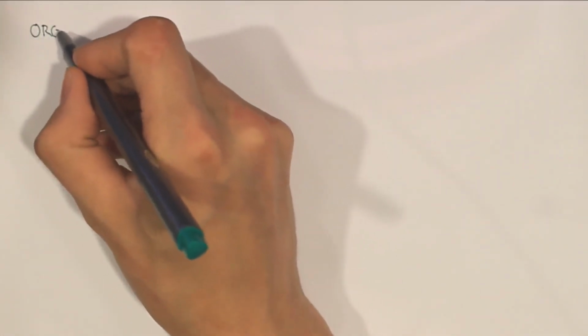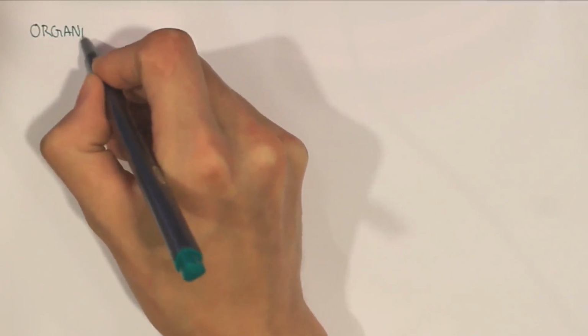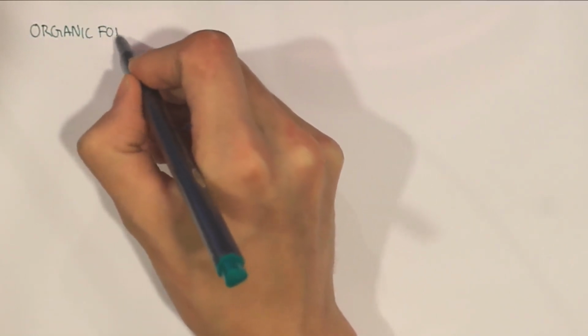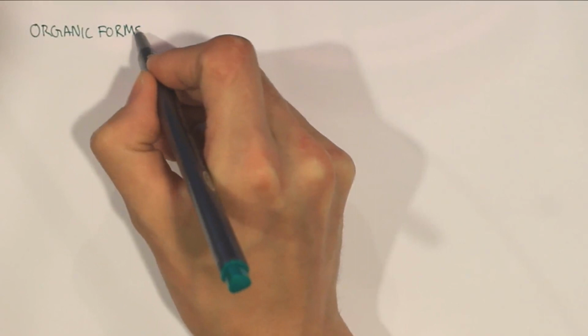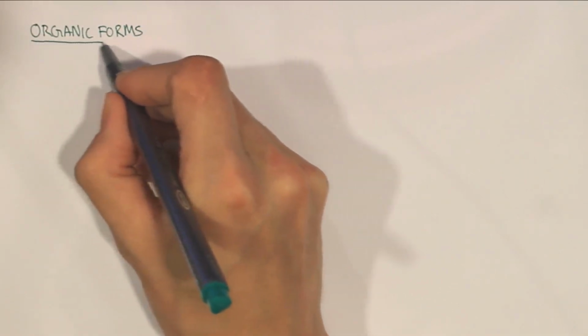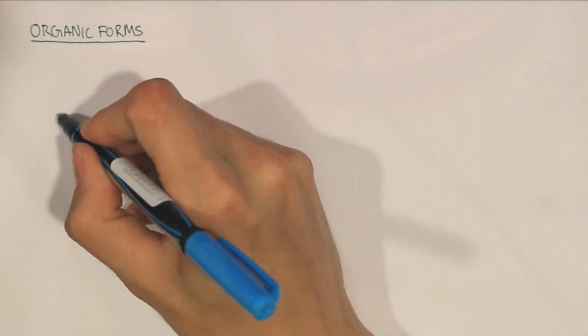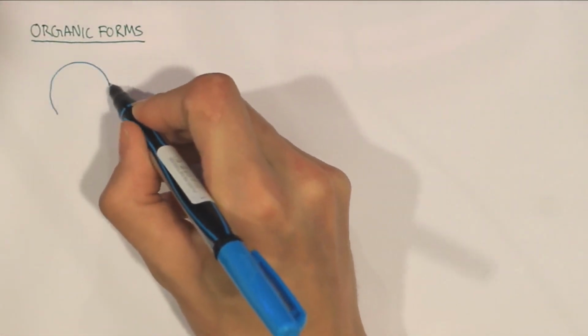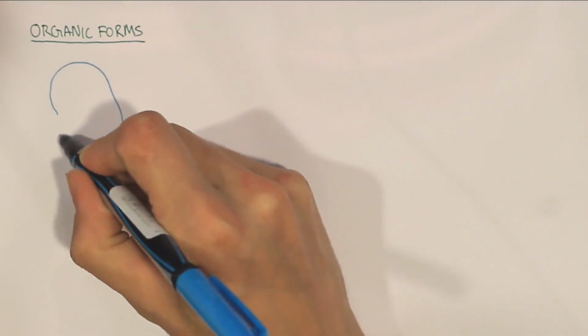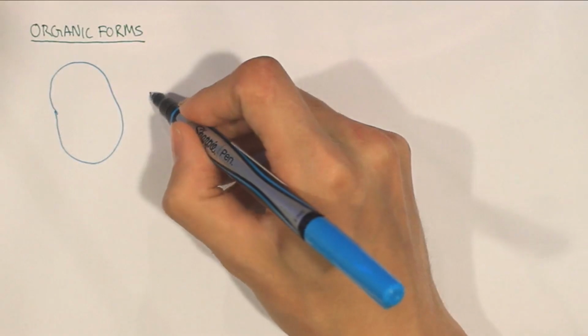All right, so the final topic I want to discuss is organic forms. This is going to rely heavily on our ability to create ellipses in perspective and to duplicate curves in perspective. So I'm going to start just by creating a random, seemingly two-dimensional shape. And I'm actually going to create that same shape twice.